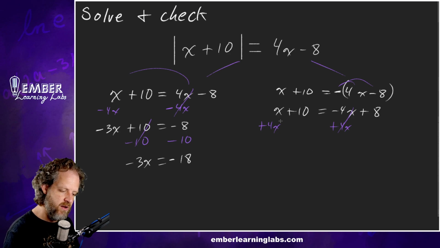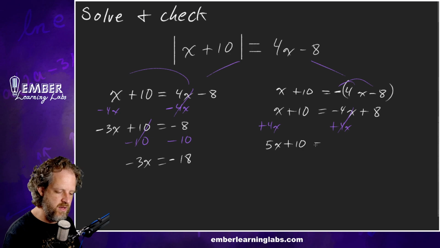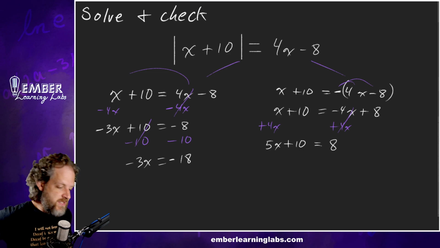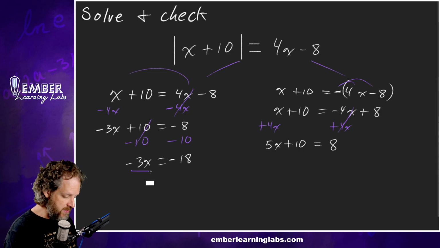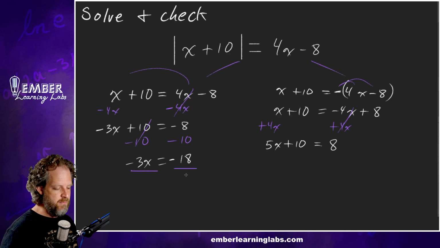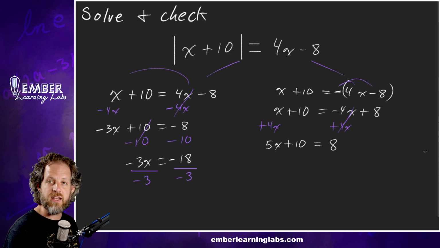Over here, x plus 4x is 5x. Bring down plus 10 equals, bring down 8. All right, switching to my alternate color for intermediate steps. Over here, we're nearly done. We're going to divide by the negative 3. We're going to divide because it is multiplied, so we do the inverse opposite to get rid of it.